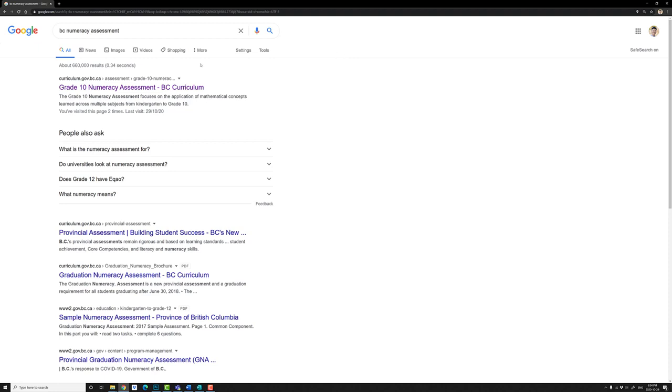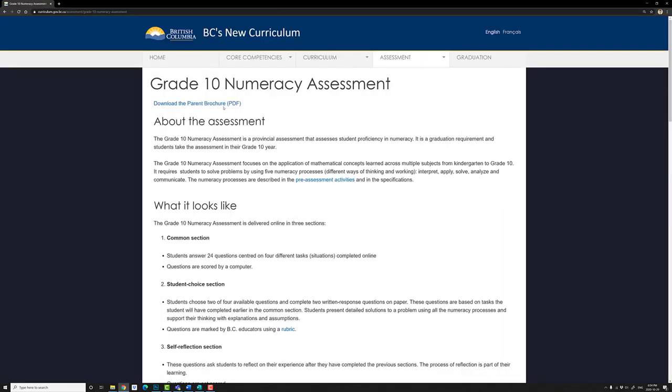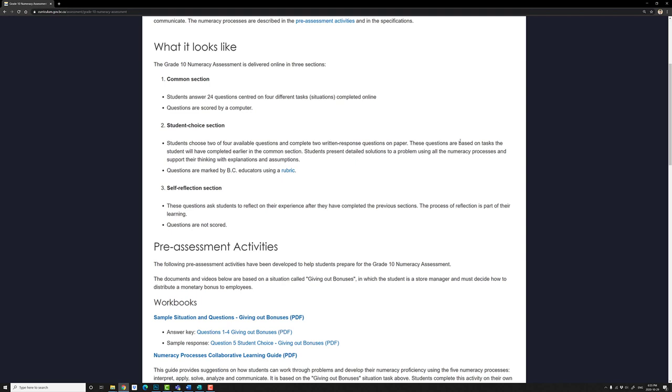Let's learn a little bit about this BC Numeracy Assessment. Let's Google it and click on the first link. Students write this assessment in the grade 10 year and is required for graduation. There's 24 questions centered on 4 situations, and it's all going to be written online on the computer.